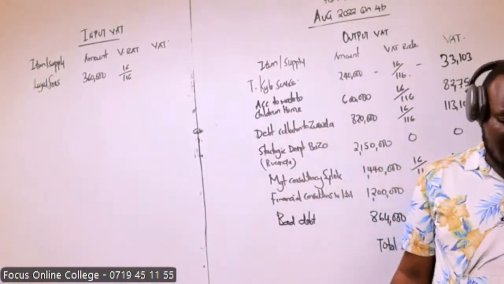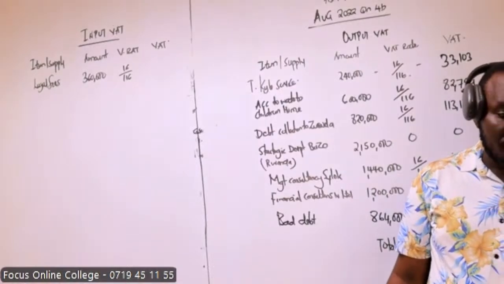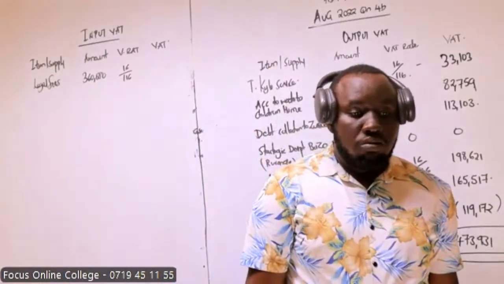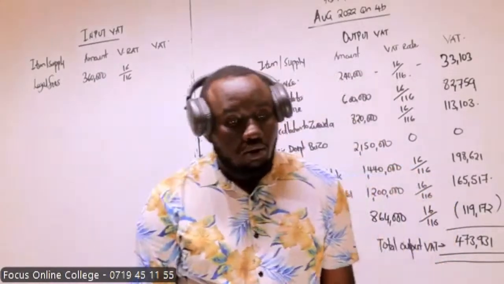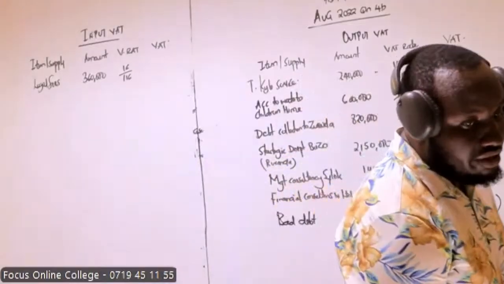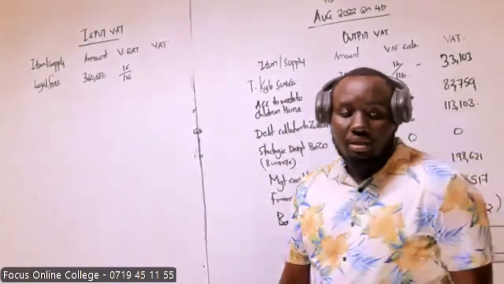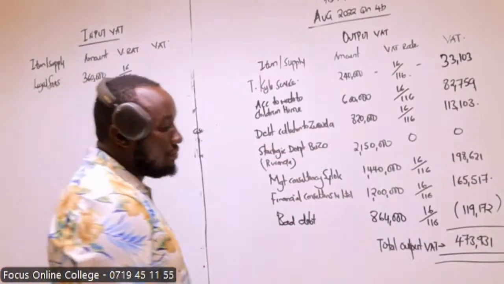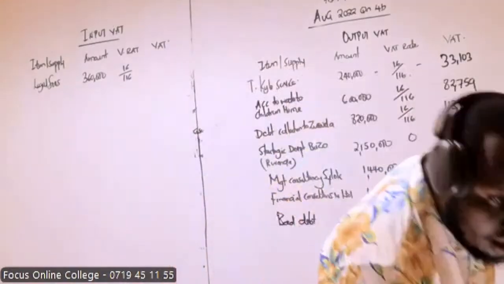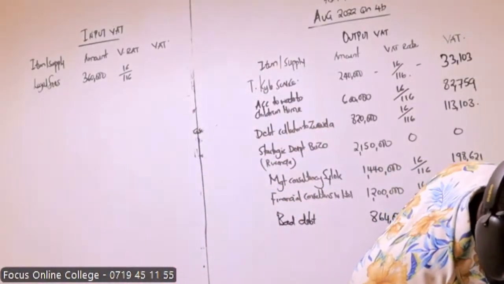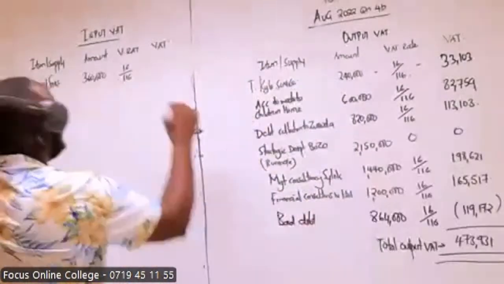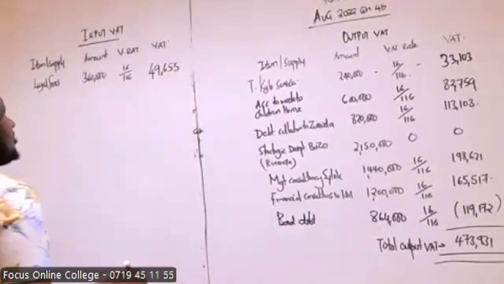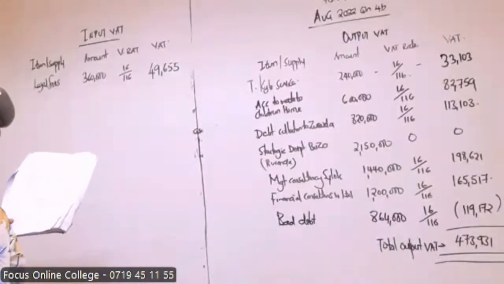Get for me the VAT on that. So good people, what is the VAT on that? So that is 49,655. So the next one should be what we call electricity.